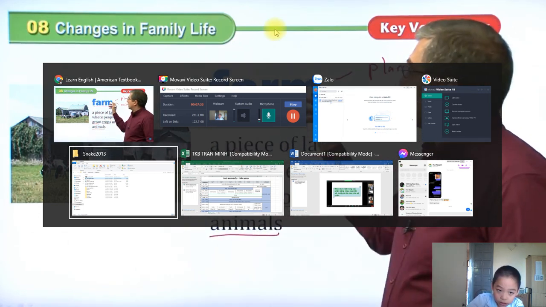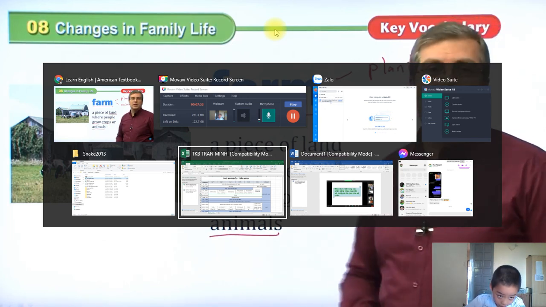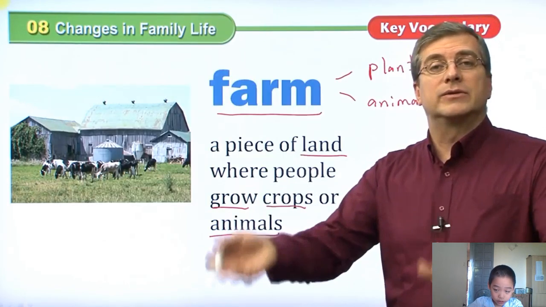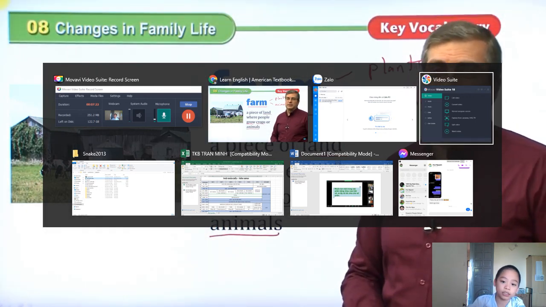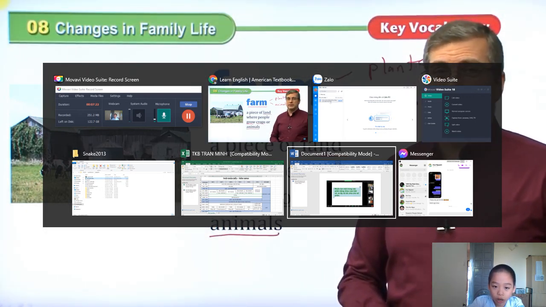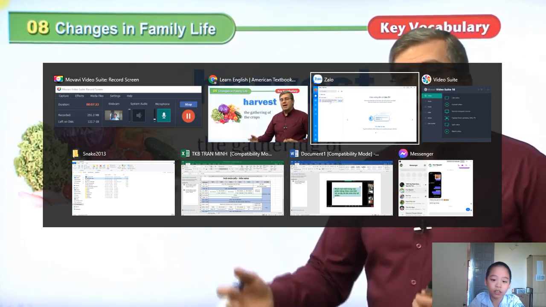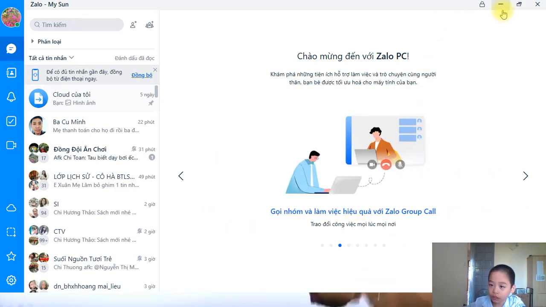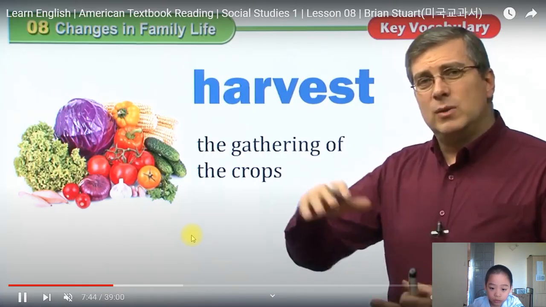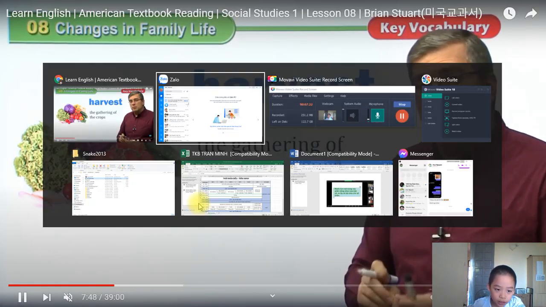Okay, so let's go to the next. So that is the farm. Farm is a place where the farmer grows crops or animals. So when it's time for the farmer to get the farm produce, they take off the vegetable.